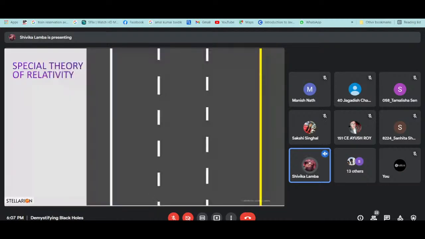So let's say you're driving a self-driving car and you're in the middle lane. There are some fast cars passing you in the left lane and you are passing some slower cars in the right lane. Now if all the cars are moving at constant but different speeds, then each car has its own inertial reference frame.